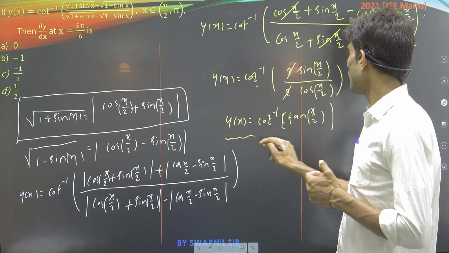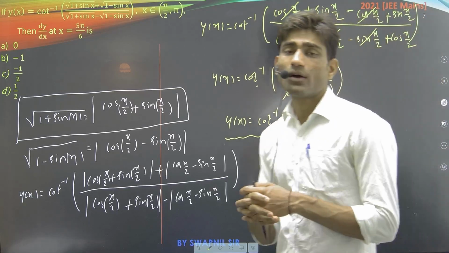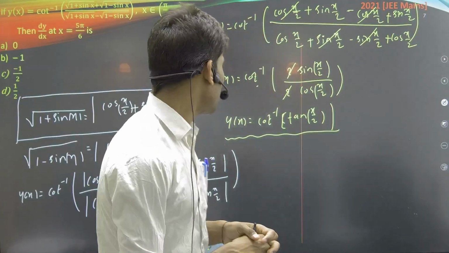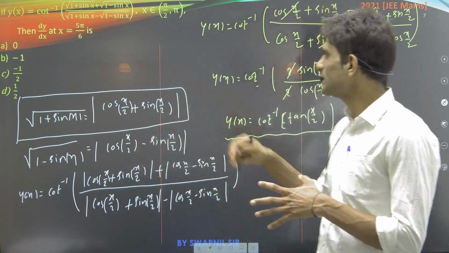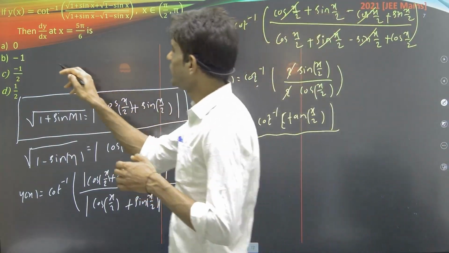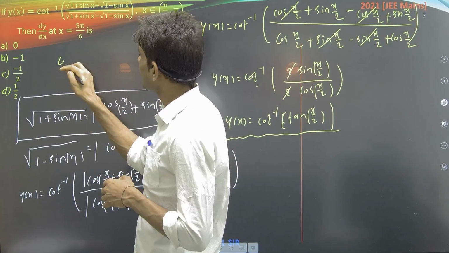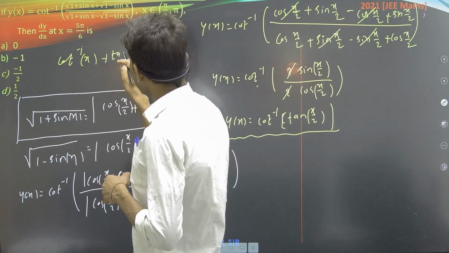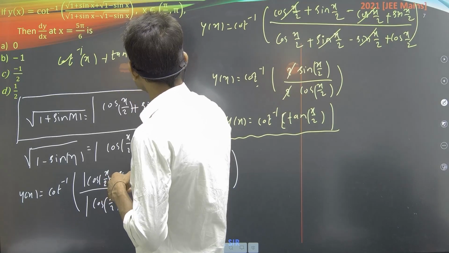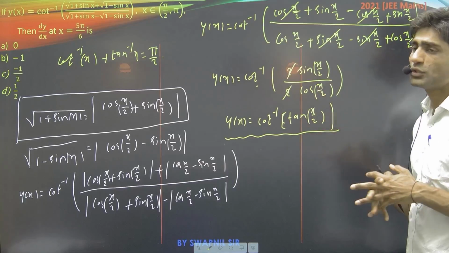This is the value for y of x, which is cot inverse of tan x by 2. Now we have to find the value of cot inverse of tan x by 2. As we already applied one standard result, cot inverse of x plus tan inverse of x gives us the value pi by 2.